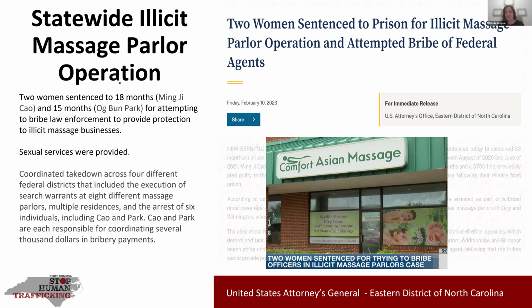This is a case of human trafficking, but as you can see, the headline doesn't say human trafficking. So what we're going to look at here is a business front. North Carolina has a problem with illicit massage businesses to begin with. And these two women were bribing law enforcement officers for protection. So I would say that human trafficking is definitely operating in plain sight. And if they believed that they could bribe law enforcement, which would indicate to me personally that they've done it before. So that's just a statewide massage parlor operation that I wanted to bring to your attention.